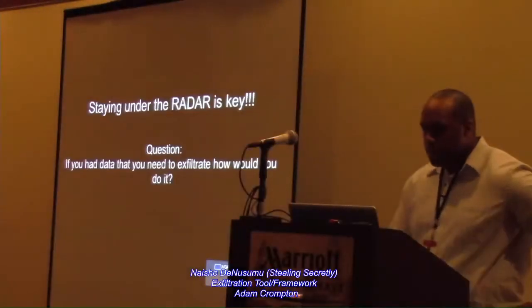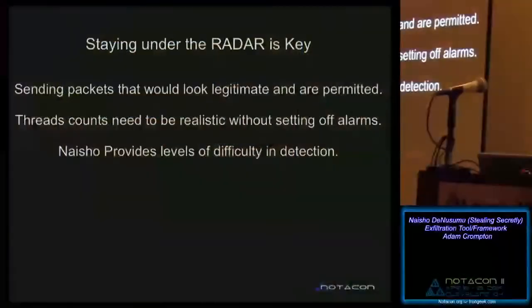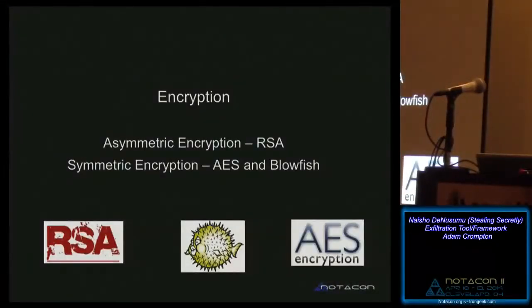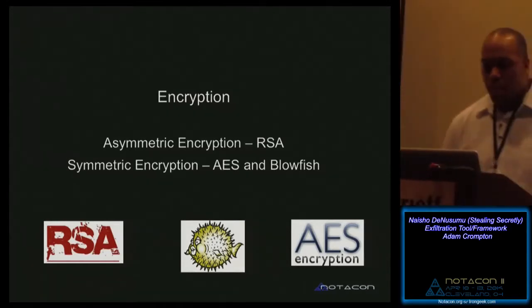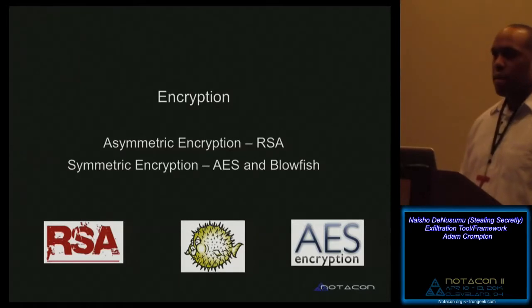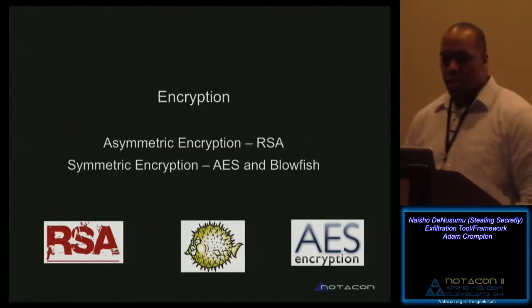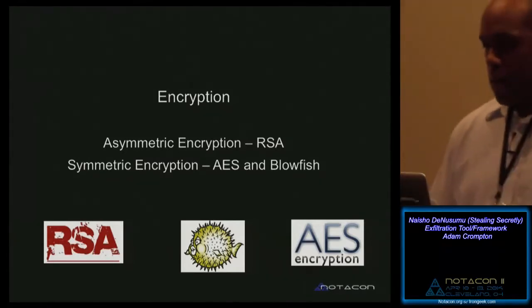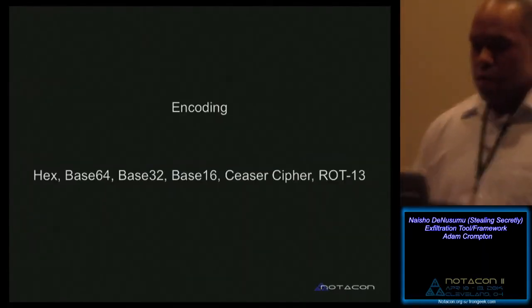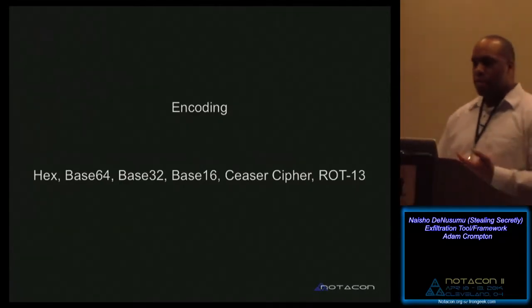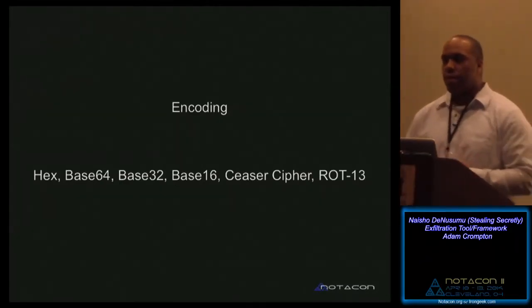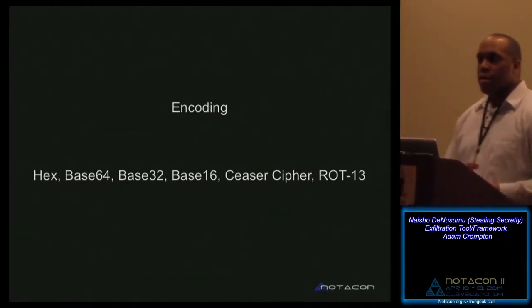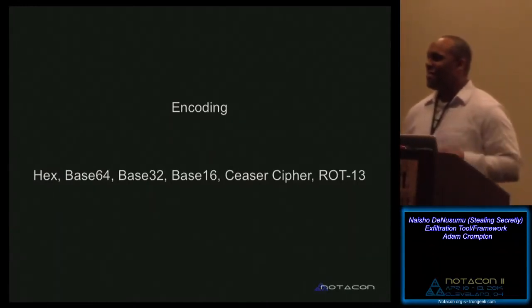I think we went over this. So the next portion is the types of encryption that's implemented into Naisho. We're using asymmetric RSA encryption. Symmetric encryption, AES and Blowfish, is also implemented. Encoding: there's hex, base 64, base 32, base 16, Caesar cipher, and ROT 13. ROT 13? No? Nobody?